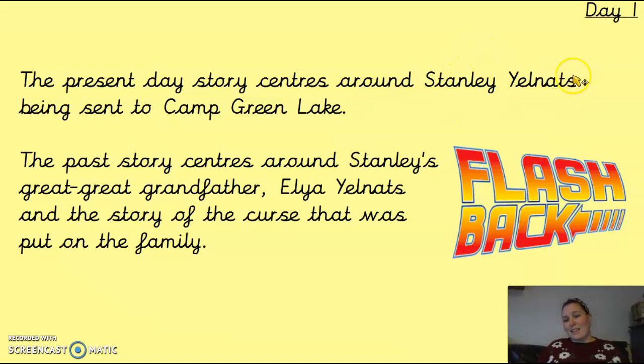Okay, so hopefully you said that the present day story centres around Stanley Yelnats. Now remember, Yelnats is Stanley backwards and it's the name of his father and his father before him. He is our character. We know he is overweight, unpopular at school, lives with his mum and dad, and he has been sent to Camp Green Lake as a punishment after he was arrested for stealing these sneakers, these trainers that belonged to Clyde Livingston, this famous baseball player.